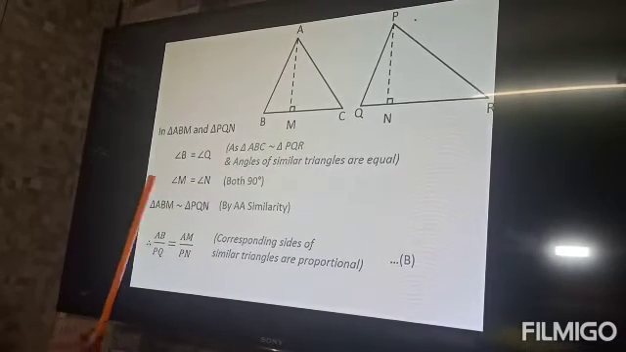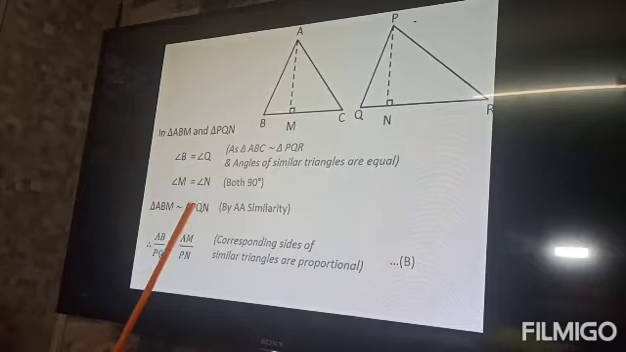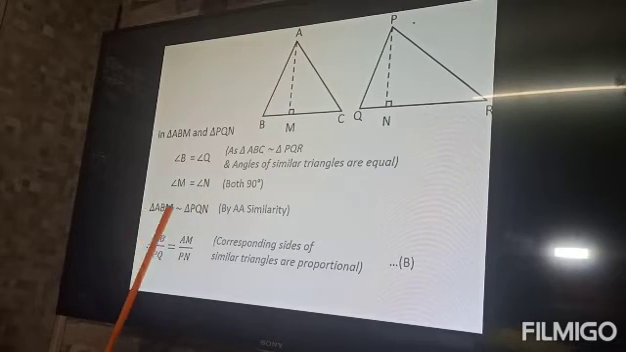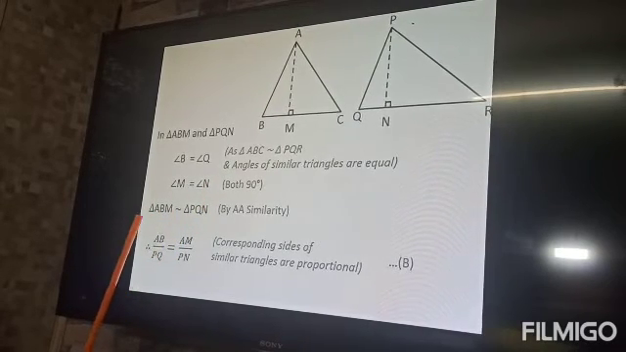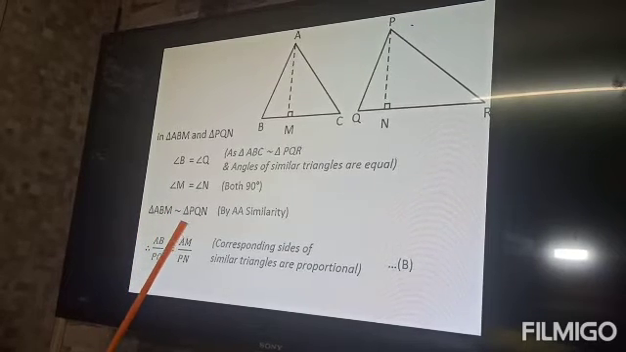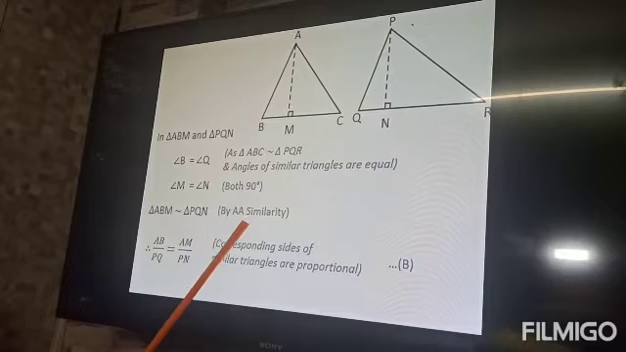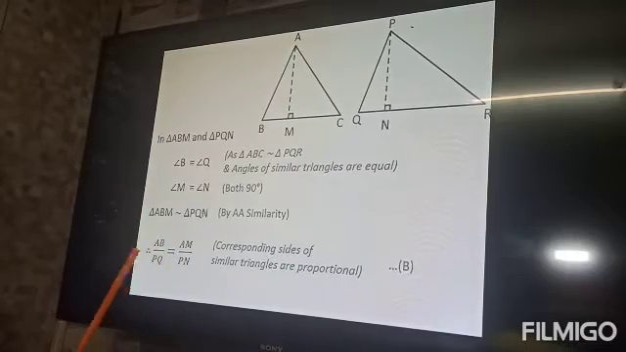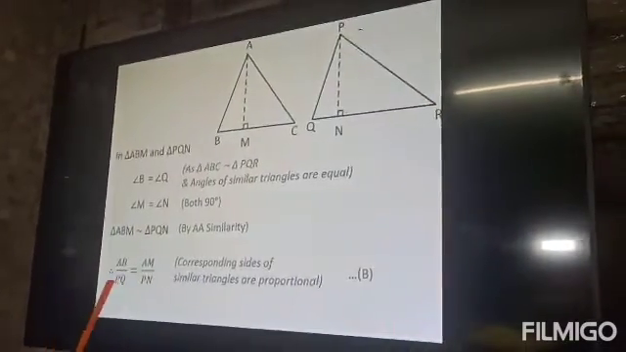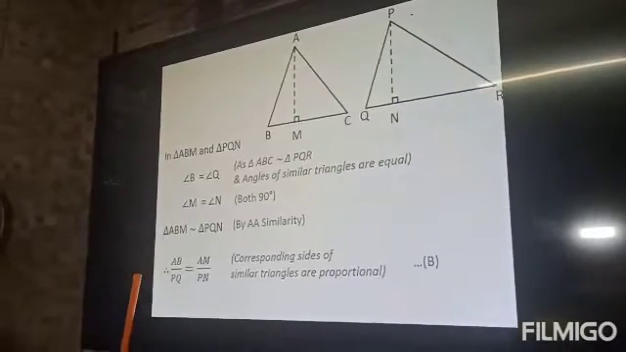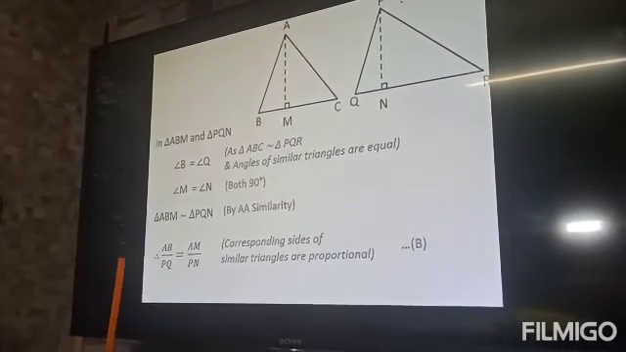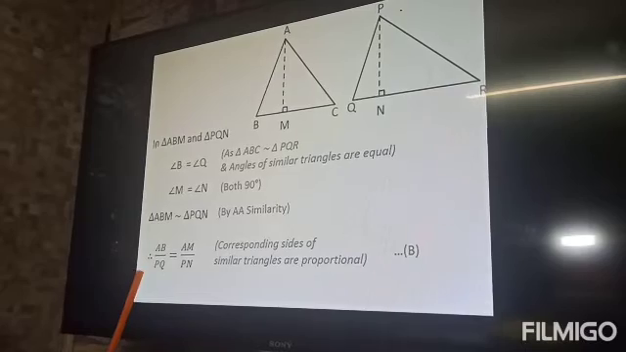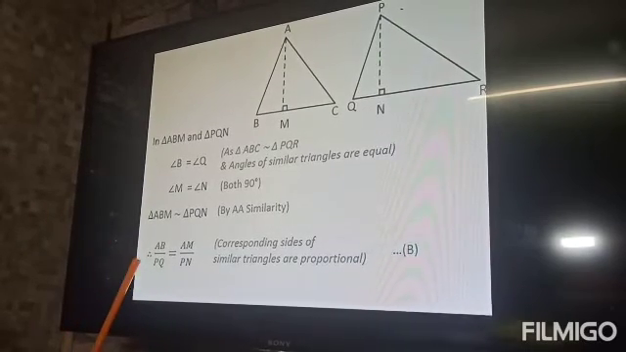No need to prove that. Only two angles in one triangle equal to the corresponding two angles of another triangle, then those two triangles are said to be similar. Therefore, triangle ABM is similar to triangle PQN by AAA similarity. If two triangles are similar, then we can say their corresponding sides are proportional, according to the similar triangles theorem definition. Already we proved it in the similar triangles theorem.